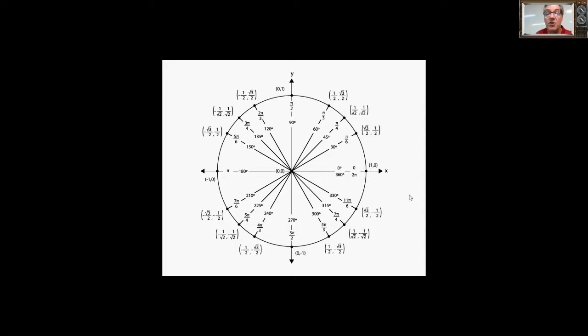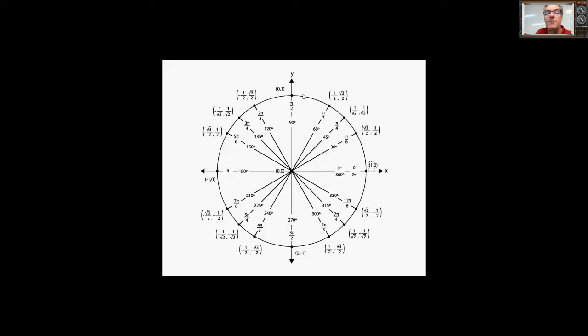Now remember, the unit circle has a radius of 1. So this first point, we haven't rotated a bit. We're at 0 degrees. We've come all the way out a radius along the x-axis. So the x-coordinate of that point is 1. The y-coordinate is 0 because we haven't gone up or down. So this is the point (1, 0).